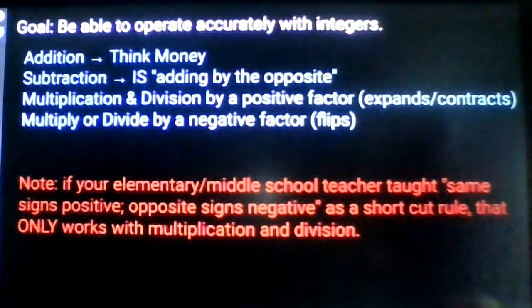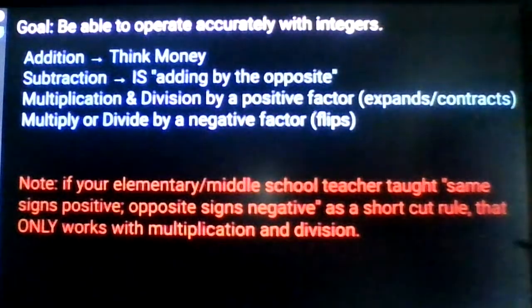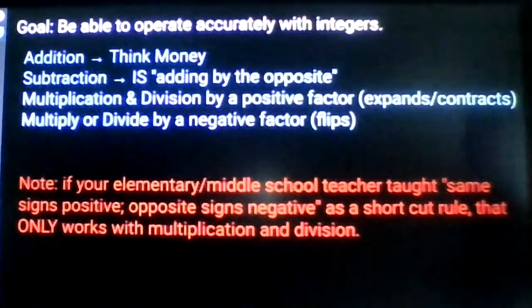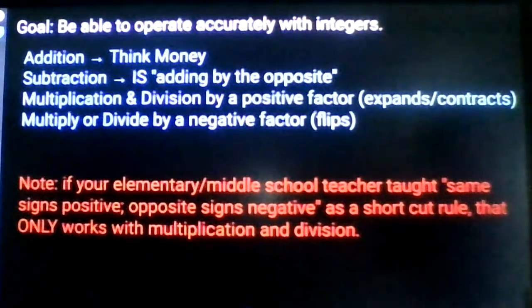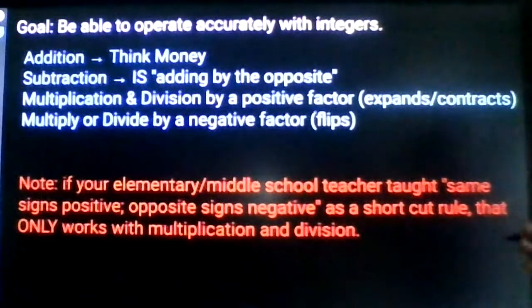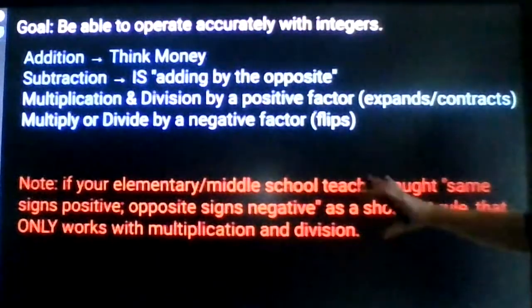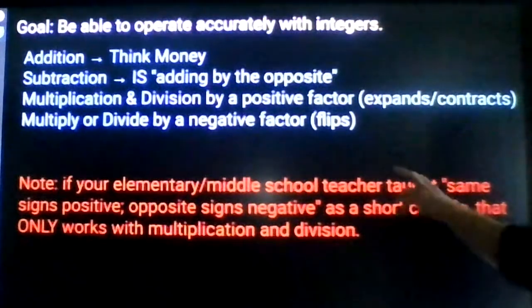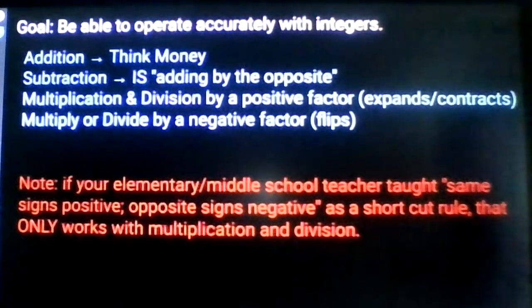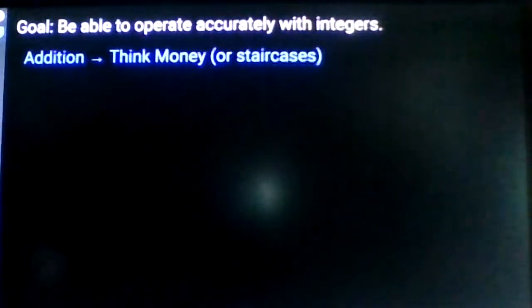Most of you are going to find your elementary, middle school teachers' shortcut, same signs positive, opposite signs negative, easier than me actually explaining to you what is going on when we multiply. But you can use that as long as you realize that it only works with multiplication and division. It does not work with addition and subtraction. So let's talk through addition first.